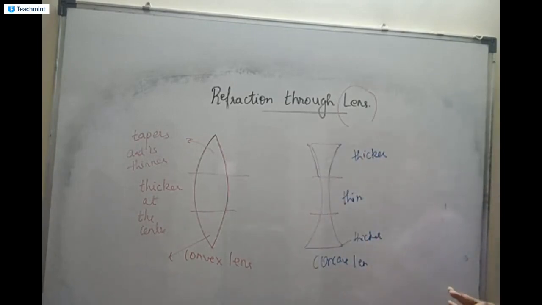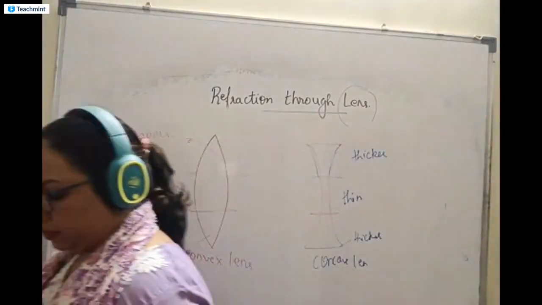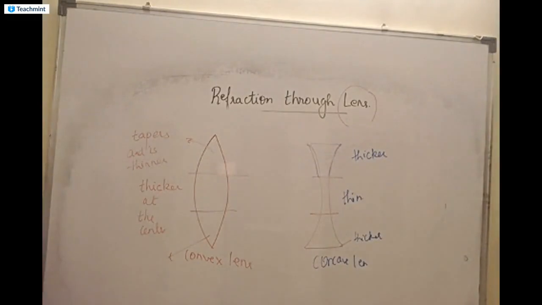These are very basic things that we should know about convex lens and concave lens. Okay, this point is clear. Any doubt in this? These are very simple things.